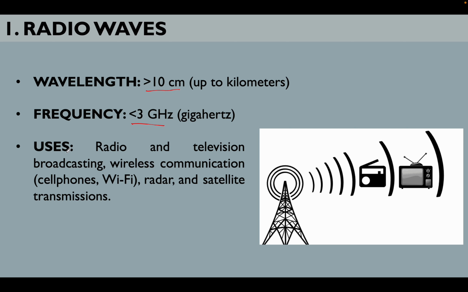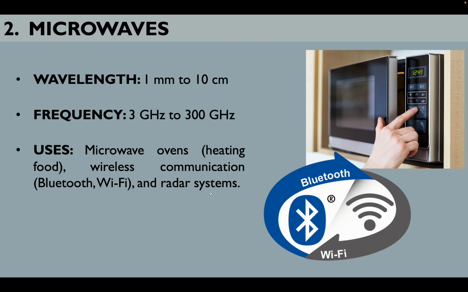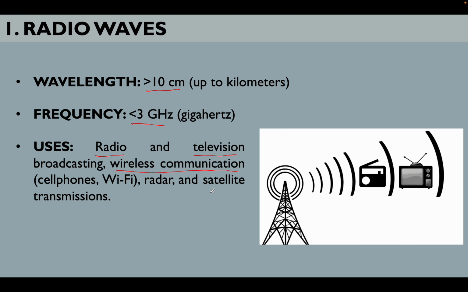And also, what are the uses of radio waves? So, the uses are radio and television broadcasting. We have the wireless communication, we have the cell phones, we have the Wi-Fi. So, wireless communication, we have the radar, and also satellite transmissions. So, the significance of radio waves, these are crucial for communication technologies. So, we use radio waves to transmit signals over long distances. So, these are radio waves. Now, let's proceed to the second one.